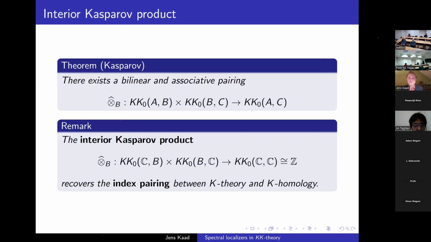So one of the reasons why I am saying all this is that you can now reinterpret the results of Terry Loring and Hermann Schulz-Baldes as a result about computing the interior Kasparov product in this particular case, where both the entry A here and the entry C are equal to the complex numbers. Because the result of Terry Loring and Hermann Schulz-Baldes is really about computing the index pairing in the even case. So this leads me to the main question of this talk.